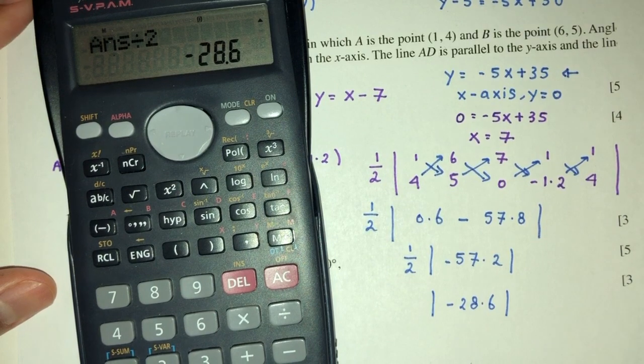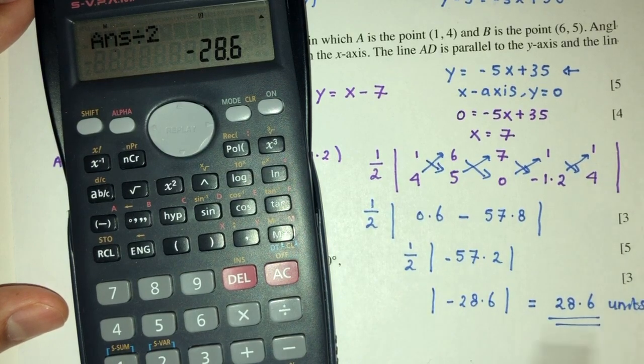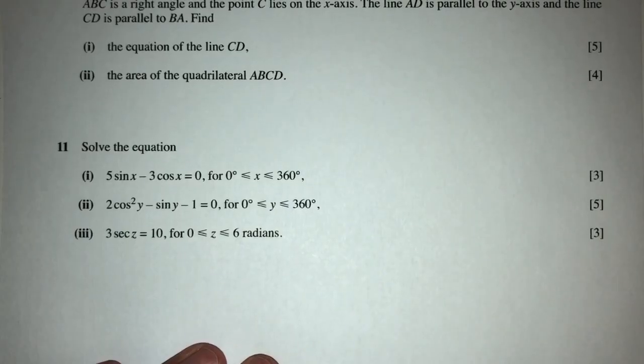But now of course the value will be positive. It is inside a modulus. Any value inside a modulus will be giving you the positive value. So 28.6 units square for the area. Okay, so that is the question number 10. So let's move on to question number 11.